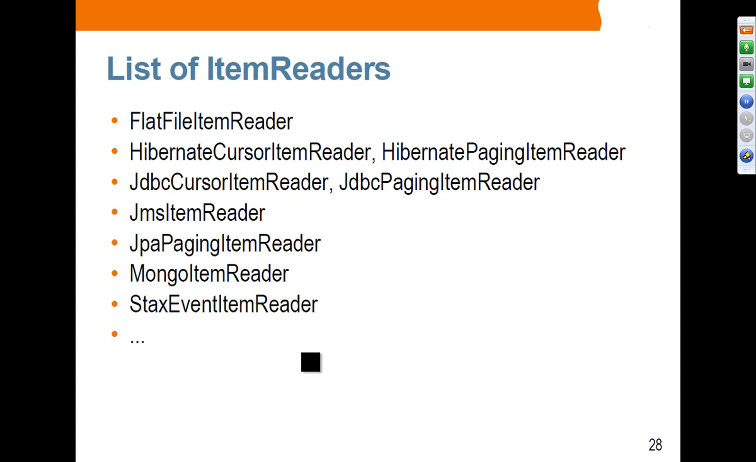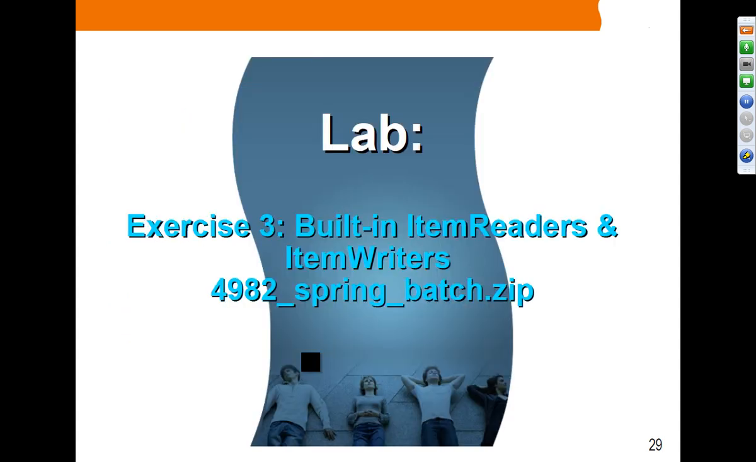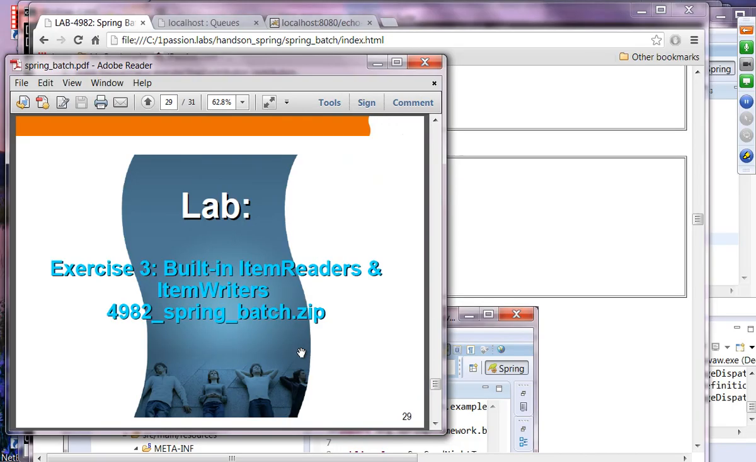There is the JPA paging item reader, where you receive each page as an item. You might want to read things from MongoDB as a NoSQL database. With the StAX event item reader, you might want to read XML elements, and each element will be read as an item. So these are the common input item readers that you might want to take advantage of. You can certainly create a custom item reader as we have done in exercise 1, but you can take advantage of these built-in item readers and item writers. So for exercise 3, we are going to leverage the built-in item reader and item writer. Let's see exercise 3.